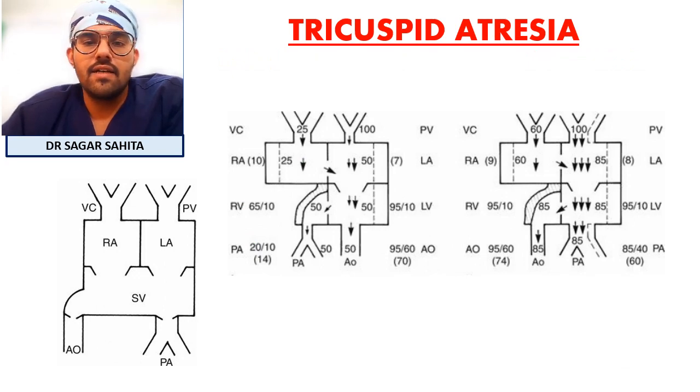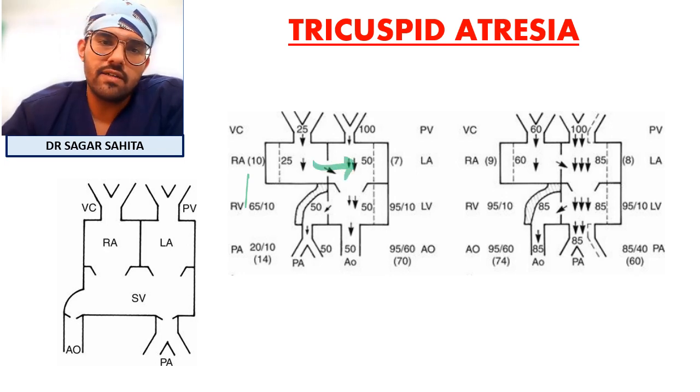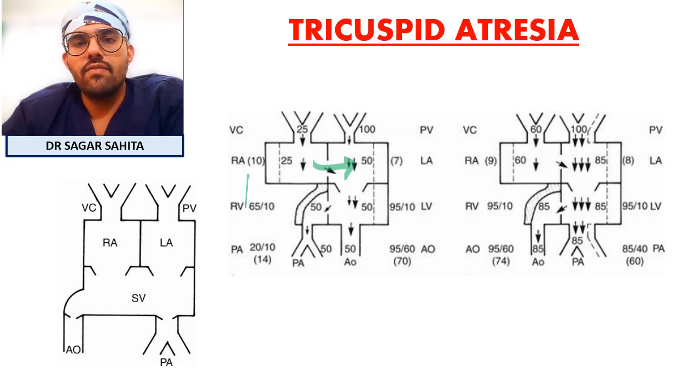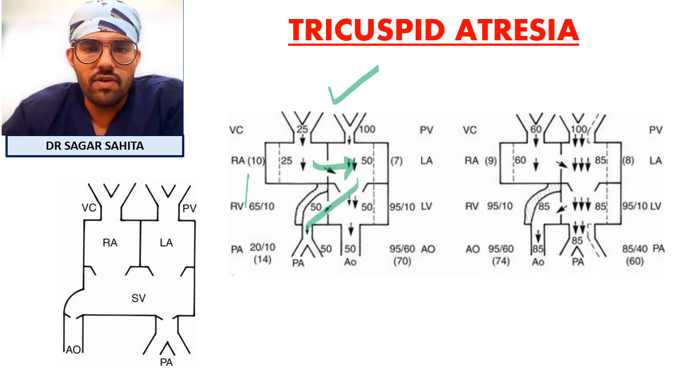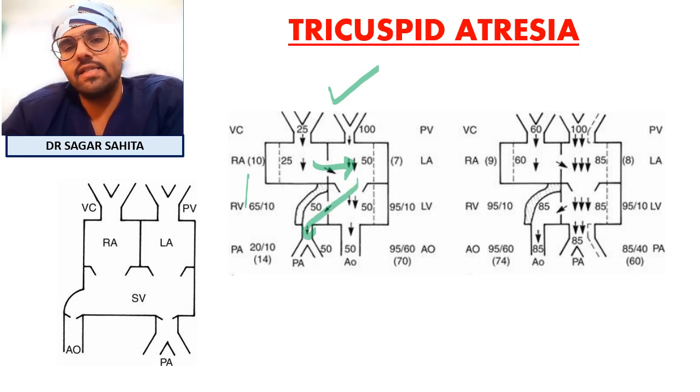Tricuspid atresia is a type of single ventricle lesion, and if you see, there is no connection between the RA and the RV. So blood needs to travel through the ASD to reach the left side of the heart. Now if it's normally related great arteries with tricuspid atresia, the blood flow has to pass through a restrictive VSD into the PA. So the QP is low.